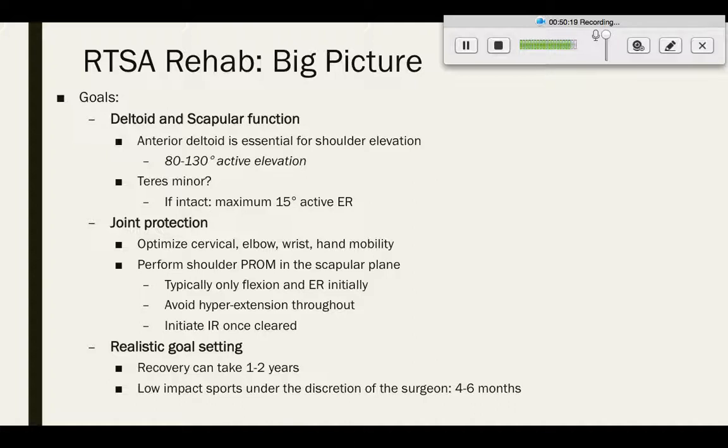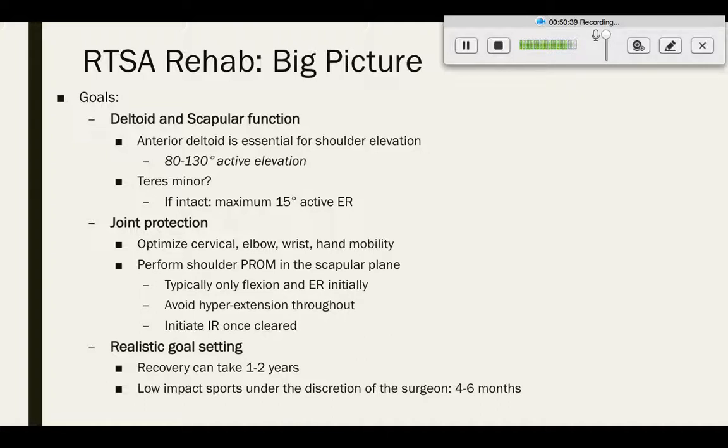So like we kind of talked about, deltoid function is essential, as is scapular function. So the anterior deltoid is essential for shoulder elevation. It's common to achieve anywhere from 80 to 130 degrees of active elevation. So there's a lot of variability depending on the patient.